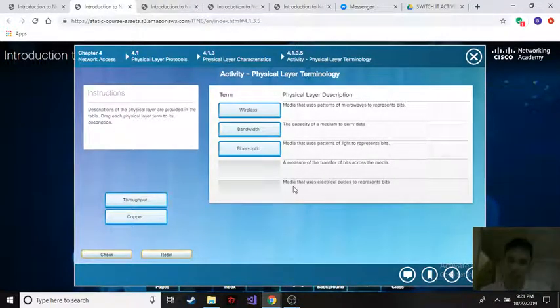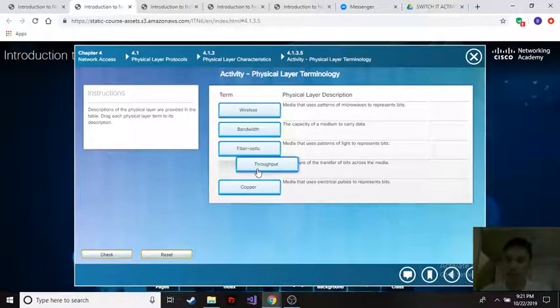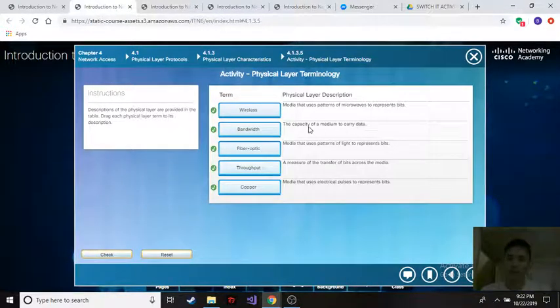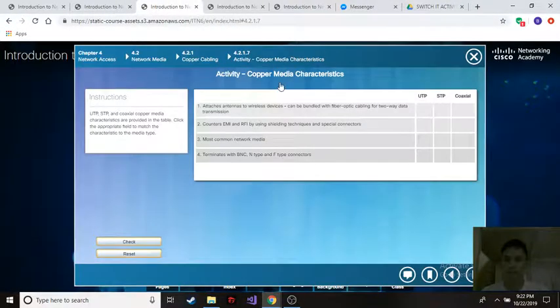So like I said a while ago, media that uses electrical pulses is copper, and this is the throughput. So I think I got all of the correct answers. So let's go check it. So we're done with the first activity. We got all the answers correctly. We dragged them to their corresponding physical layer descriptions. Now that we are done with activity 1, we may now proceed to our second activity.